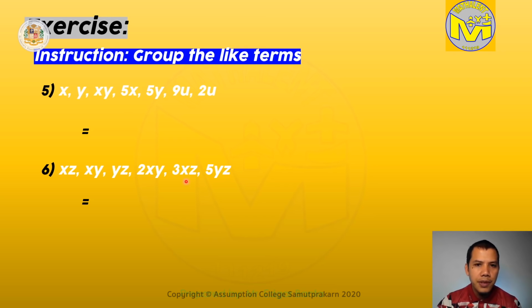Next group is the group of YZ. Here, YZ and another YZ, 5YZ. So that's it. We have 3 groups here. I'm sorry, I told you it's only 2, but we have 3 groups. The group of XY, the group of XZ, and the group of YZ.